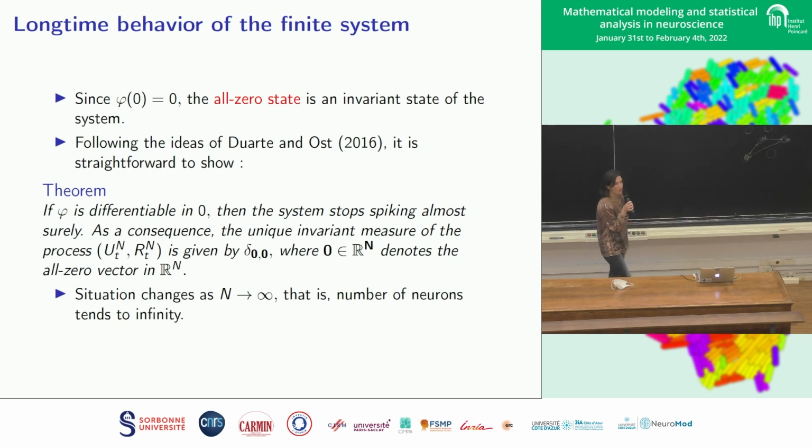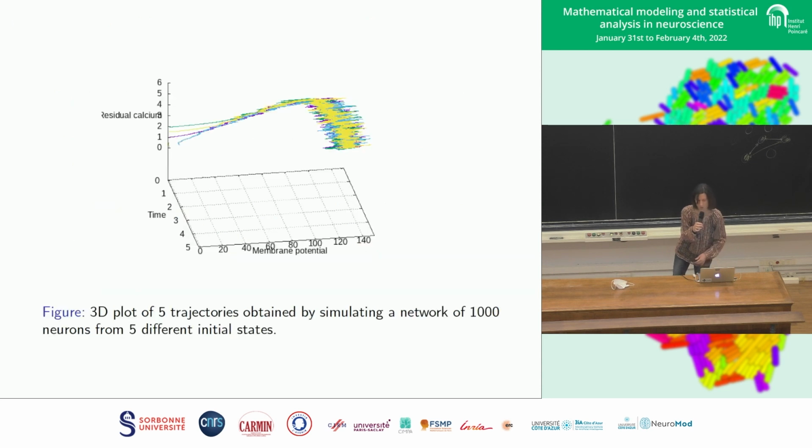But of course, the situation changes as n tends to infinity. If I go to an infinite limit system, we will see the appearance of other long-time behaviors, and you see that immediately on simulations. This is a simulation, of course, of a finite system. Christophe has simulated only 1,000 neurons. Here is time evolving, showing both the residual calcium and the membrane potential. And I can't even find the trajectory which is dying. I think it's somewhere here.